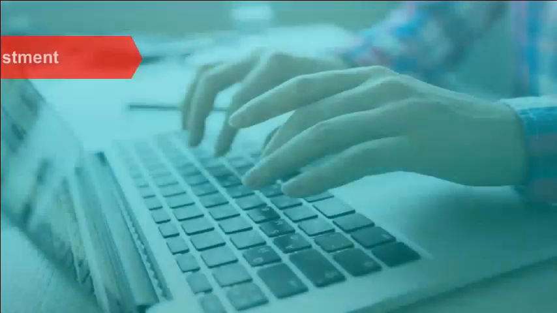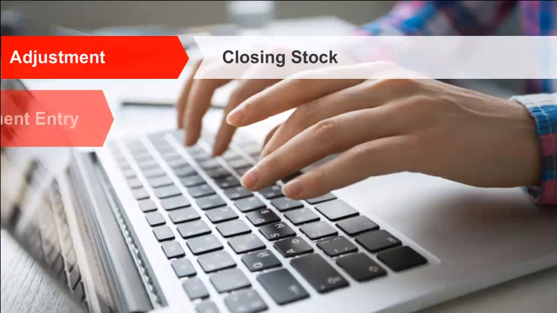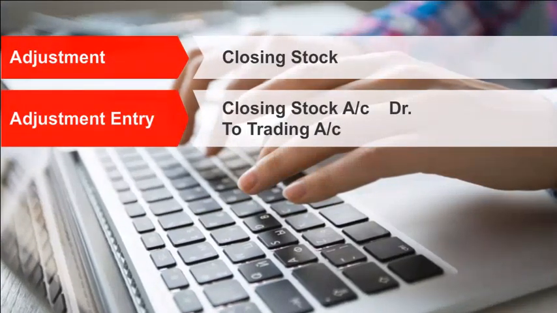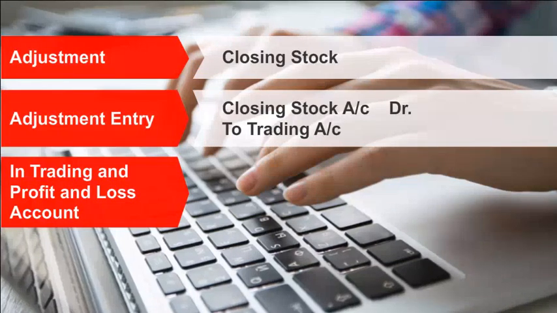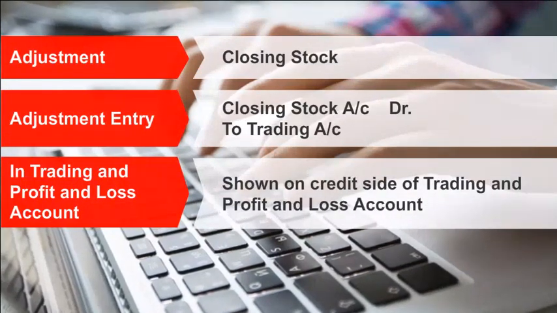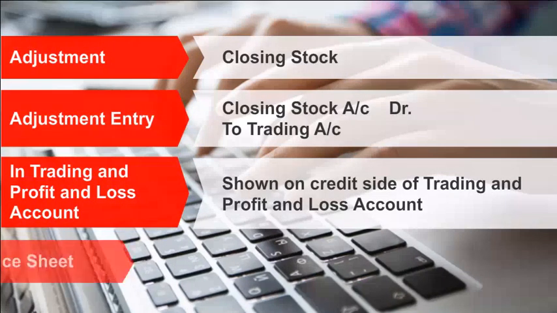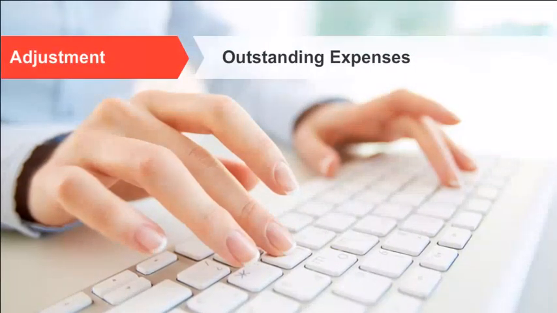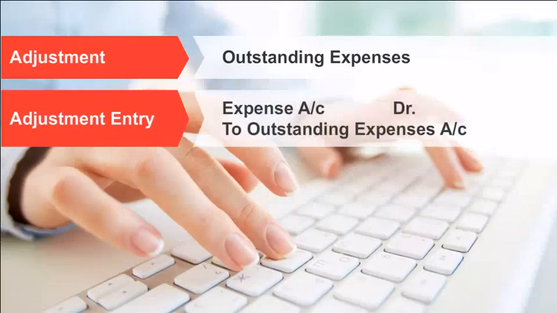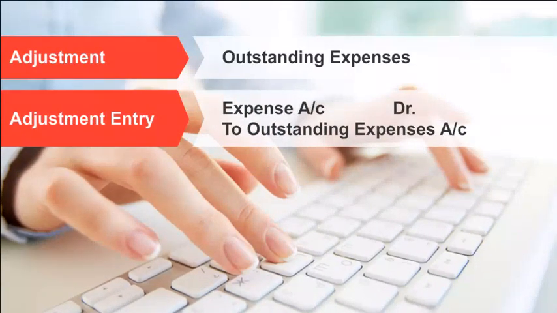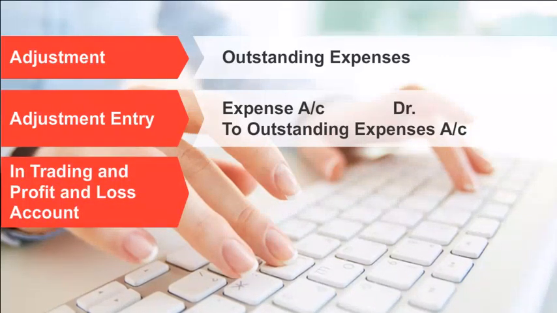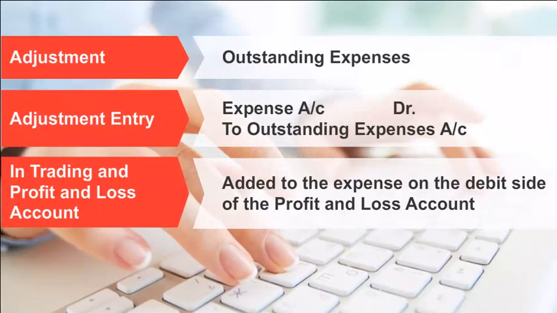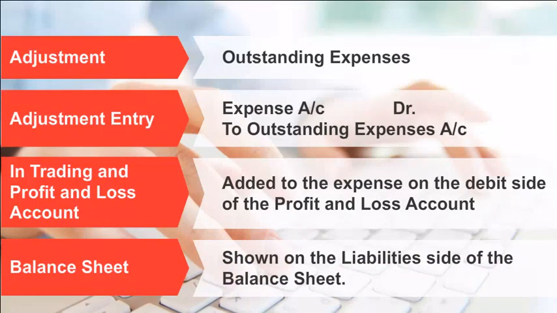Entries at a glance. Adjustment: closing stock. Adjustment entry: closing stock account debited to trading account. In the trading and profit and loss account, it is shown on the credit side of the trading account; in the balance sheet, it is shown on the asset side. Adjustment: outstanding expenses. Adjustment entry: expense account debited to outstanding expenses account. In the trading and profit and loss account, it is added to the expense on the debit side of the profit and loss account. In the balance sheet, it is shown on the liability side.